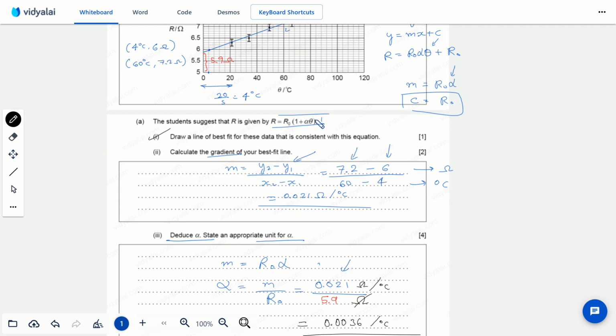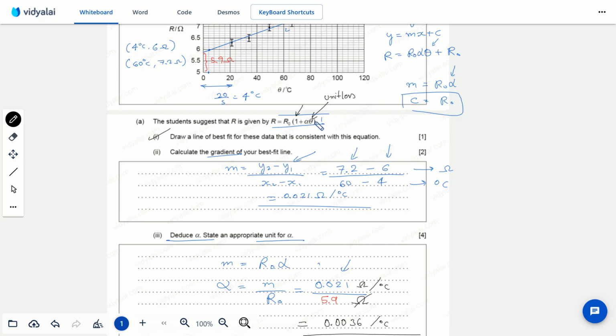We can actually find out the unit of alpha in a very different manner by using this equation. If you look at this equation, we see that there is one term which is just a number which doesn't have a unit, and the other term which is being added to that number should also be unitless. The product of alpha and theta should be unitless as well.